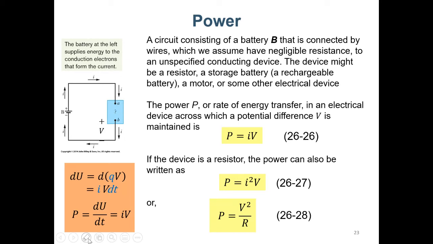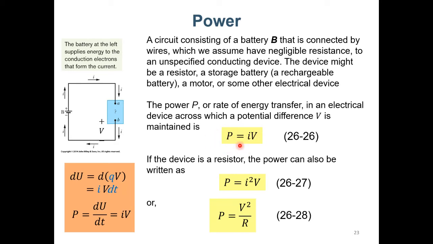So here we talk about the power. A circuit consisting of battery B that is connected by wire, which we assume has negligible resistance, to an unspecified conducting device. The device might be a resistor, a storage battery, a motor, or some other electrical device. The power P, or rate of energy transfer in an electrical device across which a potential difference V is maintained, is P equals IV.